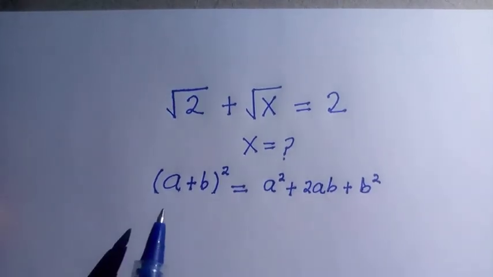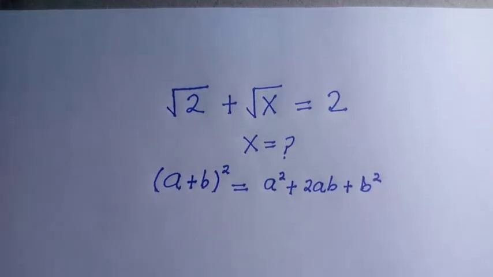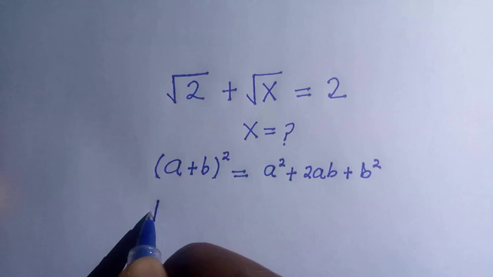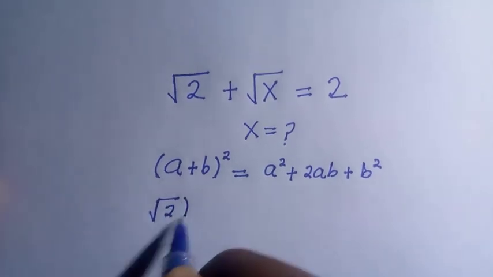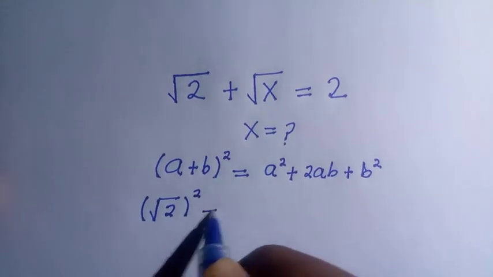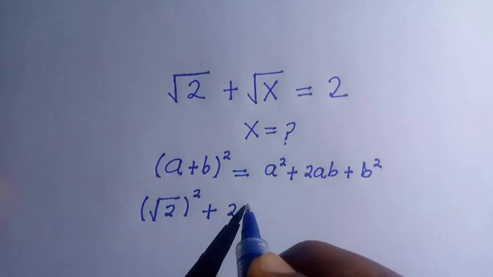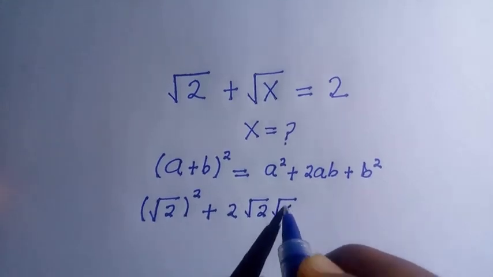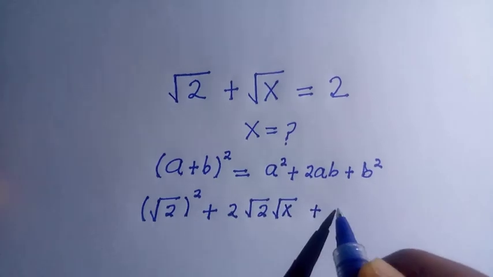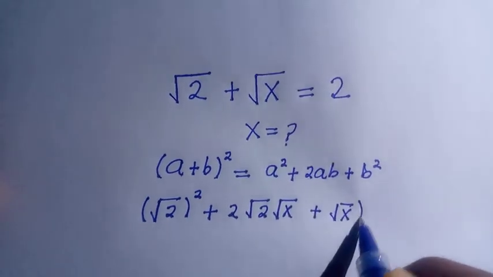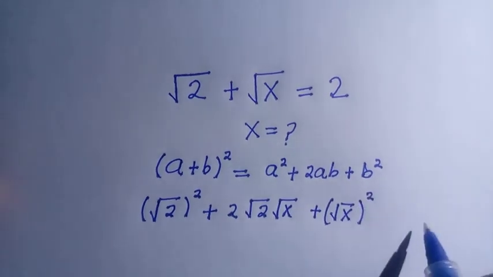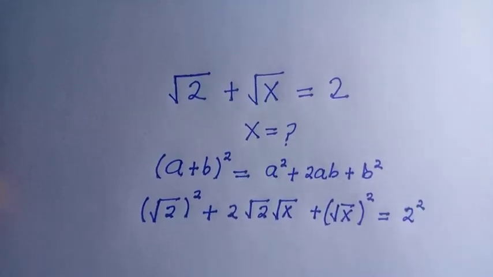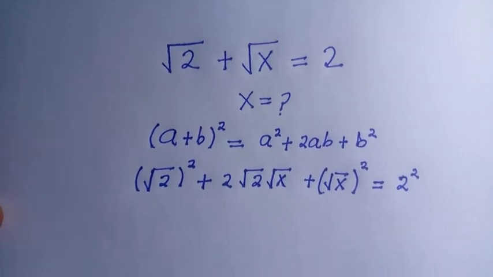So suppose we let our a to be root 2 and we let our b to be root x. By substituting it in this, we are going to have root 2 raised to power of 2 plus 2 root 2 multiplied by root x plus root x raised to power of 2, everything equals 2 to the power of 2. So this is just like we take the square of both sides.